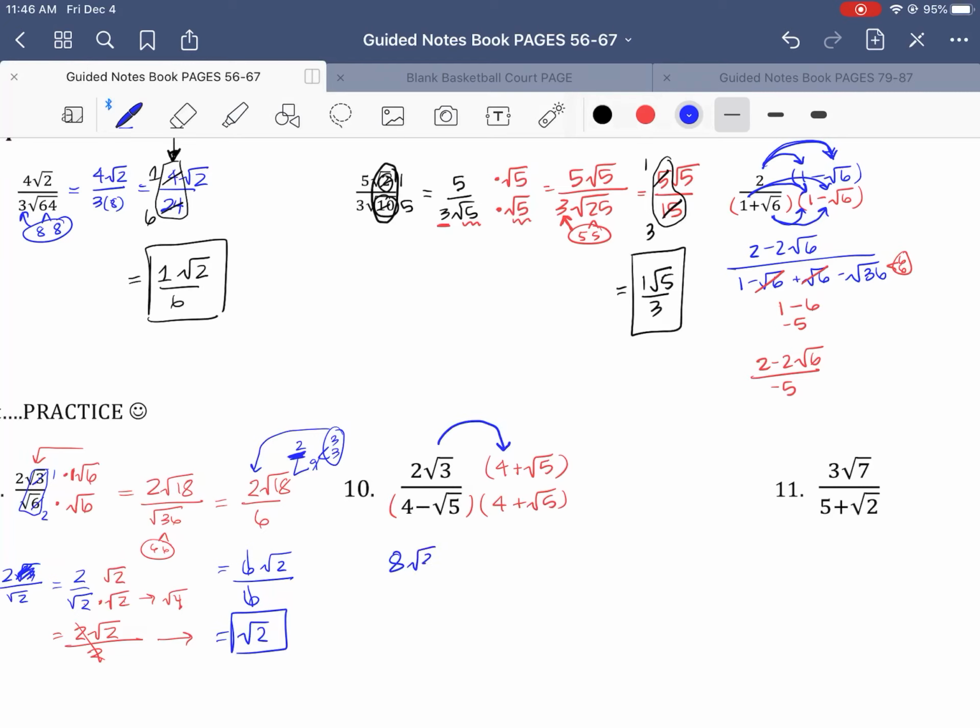Then you have a square root of 3. Then we multiply these two terms, so 2 times that 1 there is 2. 3 times 5 on the inside of our radicals gives us 15. That's the top. Then on the bottom we FOIL. 4 times 4 is 16. 4 times the square root of 5 is just 4 square root of 5. Negative square root of 5 times 4 is negative 4 square root of 5. And negative square root of 5 times square root of 5 is negative square root of 25.